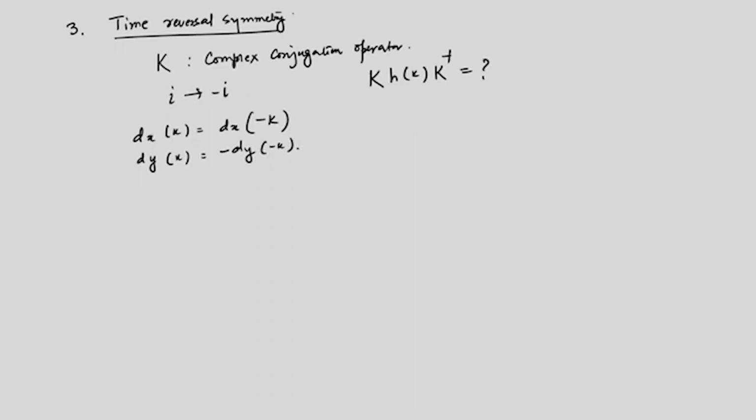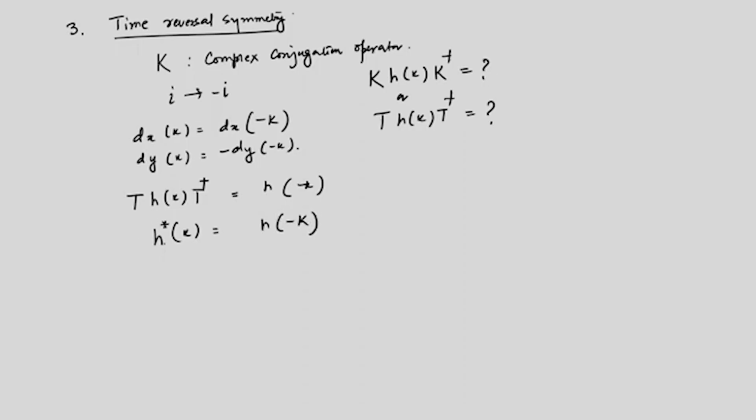And so you see then the time reversal operator, or we can call it T, T h(k) T dagger equal to what. So T h(k) T dagger is equal to h(minus k), and h star of k is equal to h(minus k). Okay.